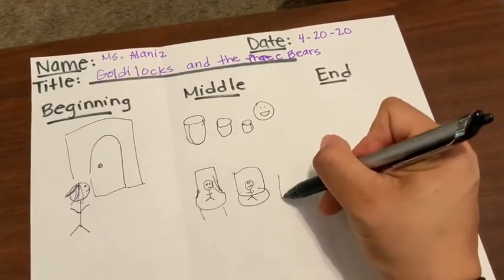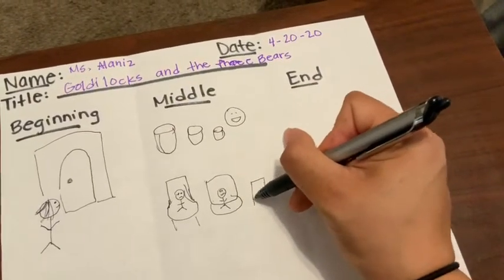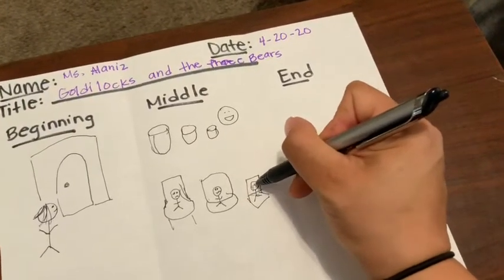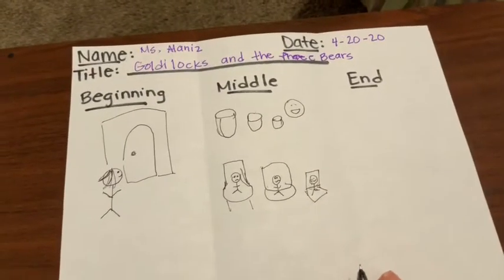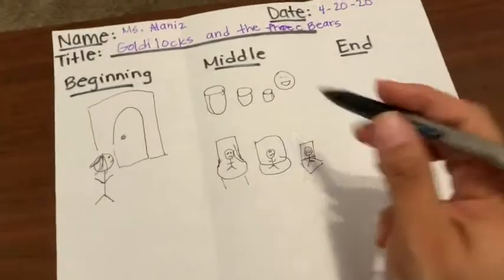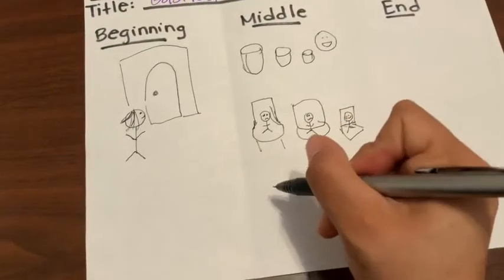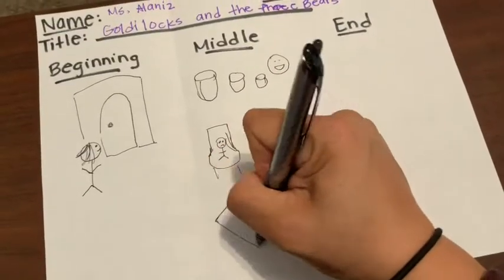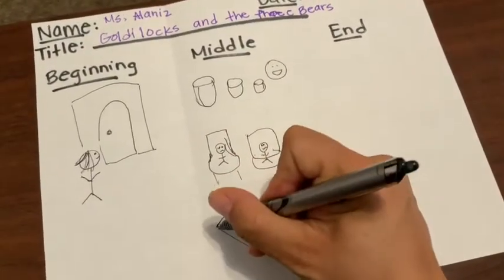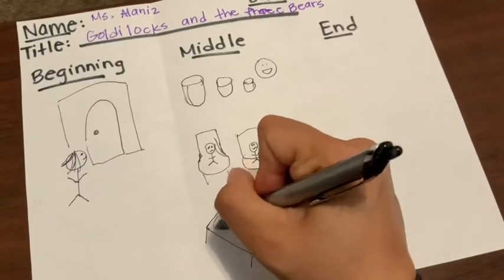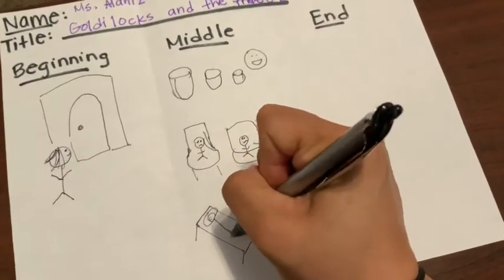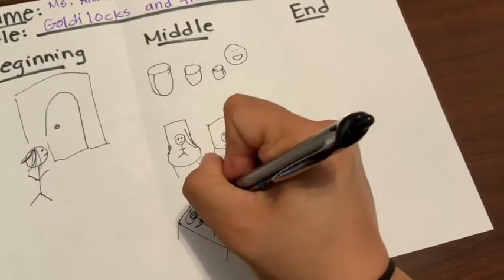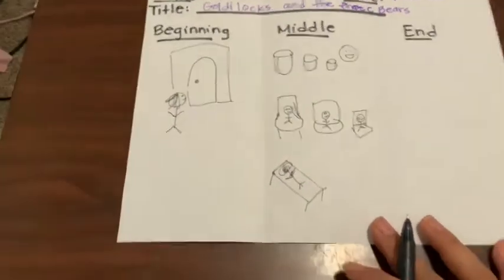And then she tried Baby Bear's chair. She liked Baby Bear's chair. So I'm going to draw her smiling. But then she broke it, right? Uh-oh. Oh, Goldilocks. And then she decided maybe she should lay down. And so then she tried all the beds. So there's my bed. And she decided, and there's a pillow, that she was going to take a nap on Baby Bear's bed because that was the one that she liked. So there she is taking a nap.